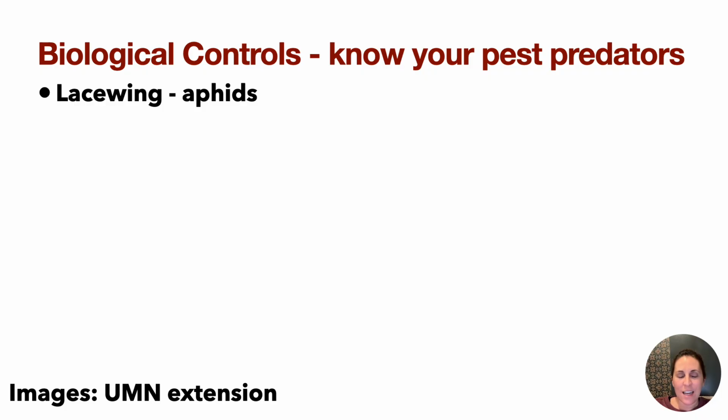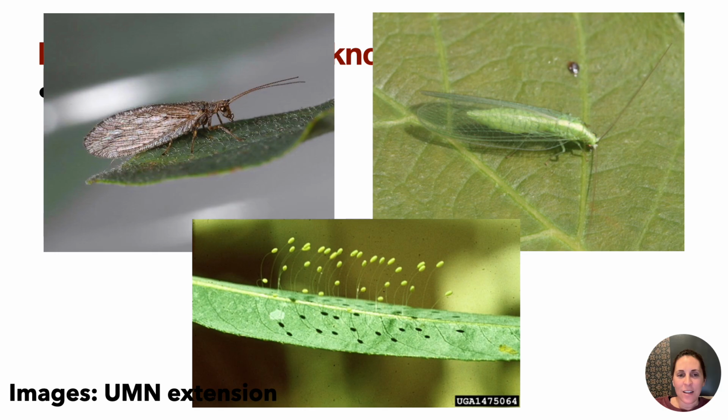especially good at controlling aphids. And so here's two pictures of two varieties of lacewings that we have in Minnesota. Over on the left, you'll see we have the brown lacewing. Over on the right, we have the green lacewing. And then that bottom picture actually shows the eggs to these lacewings. And so they're very unique. It looks like it's a little egg that's strung up by a string, right?